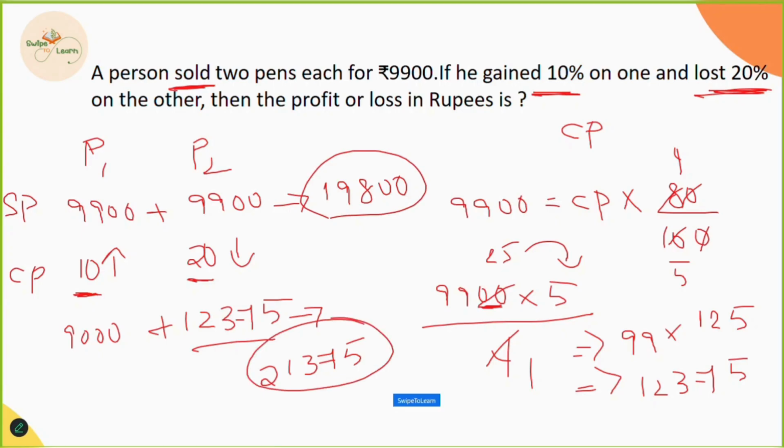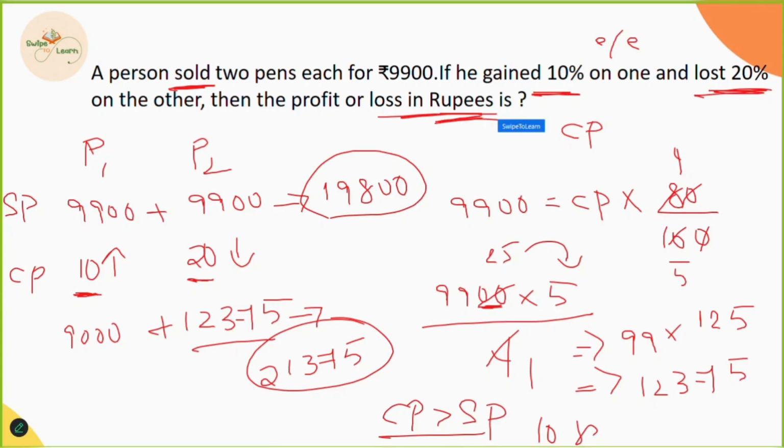This is the total SP, and this is the total CP. CP is greater than SP here, so that means there is a loss. They're asking us to find the loss in rupees. If we want to calculate loss in percentage, we have to find the loss and then multiply that loss by 100. But here we don't need to find the loss percent. We just have to find how much the loss was in rupees.